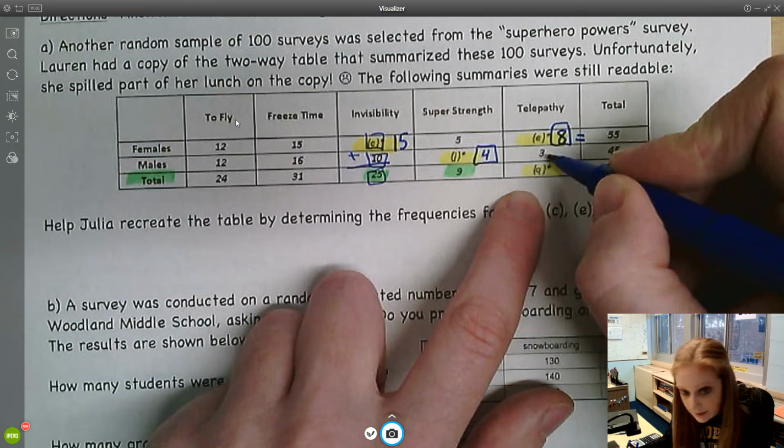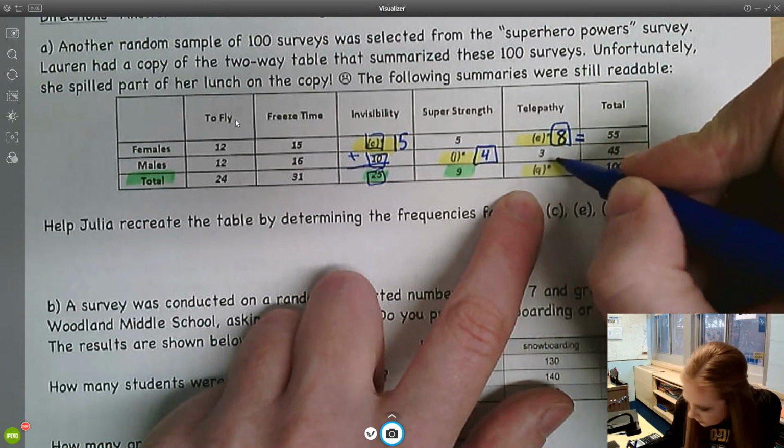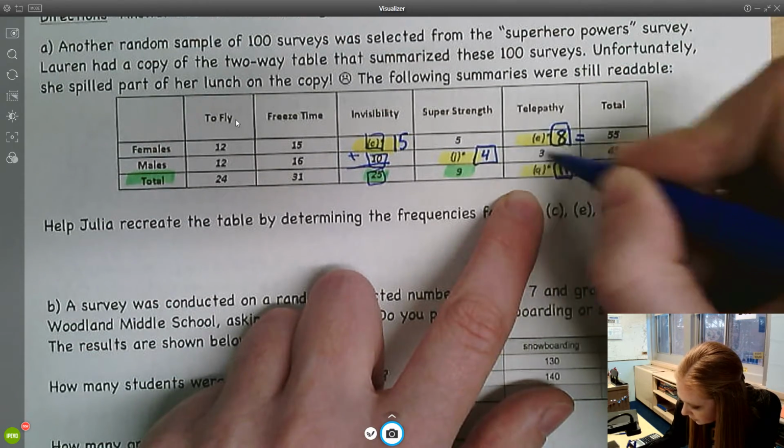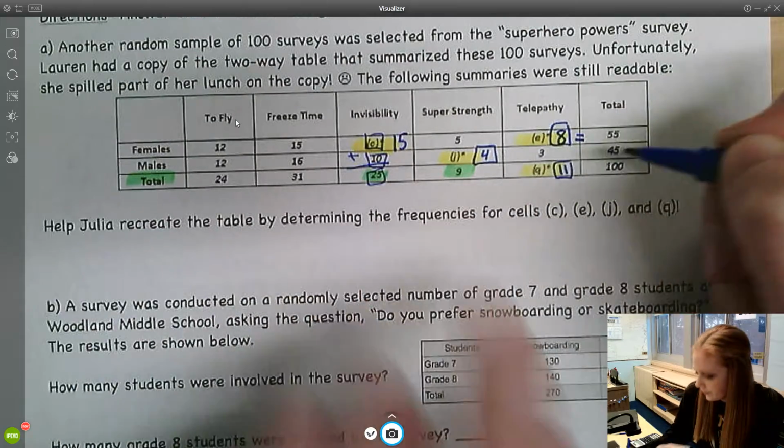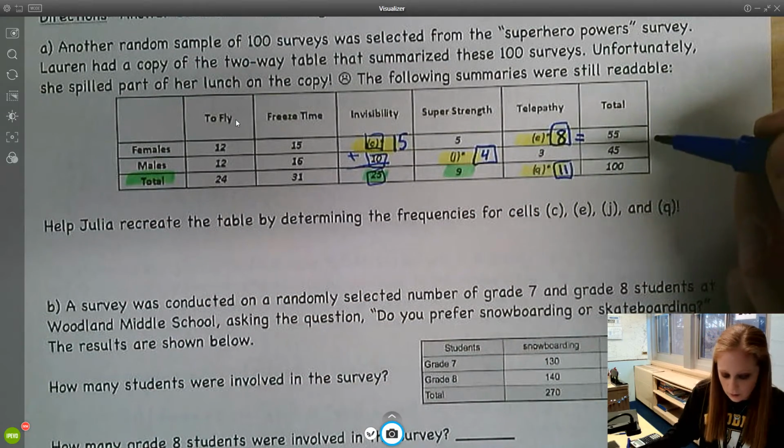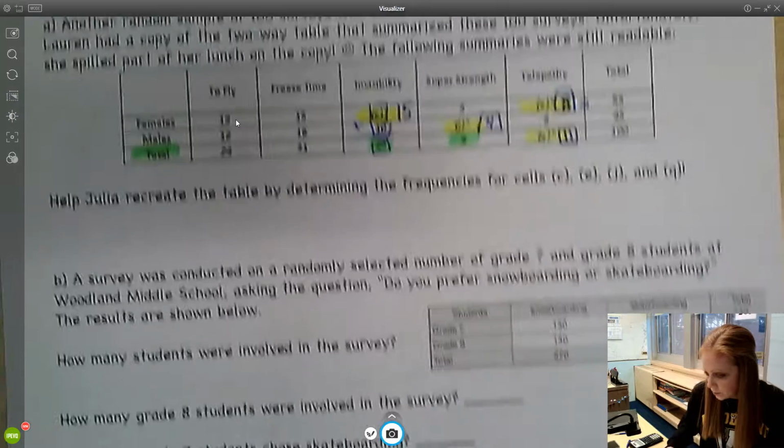Now that I know this is 8 and this is 3, this must be 11 because it's the total. 8 plus 3 is 11, our total for telepathy. Okay, so now that we figured out those, let's move on to B.